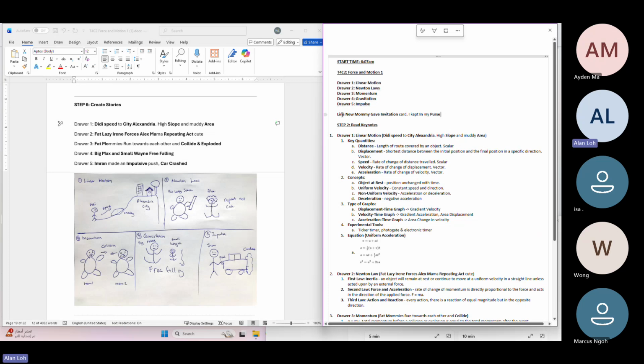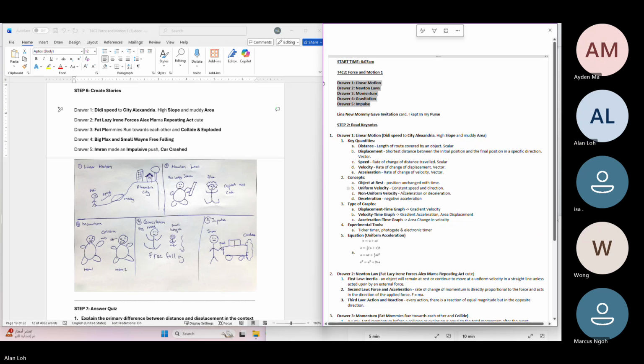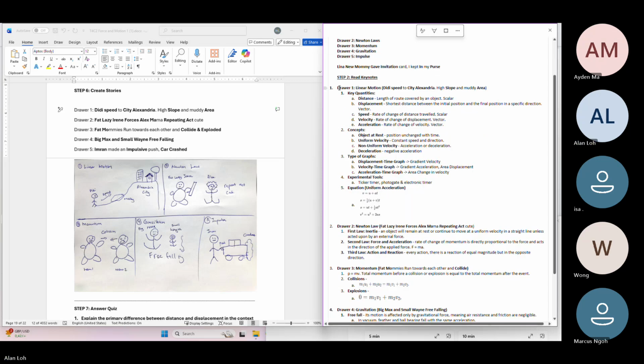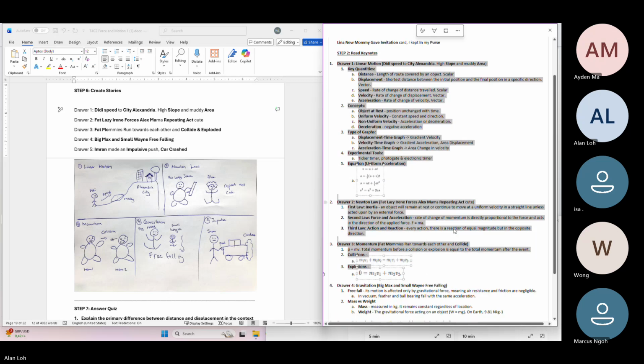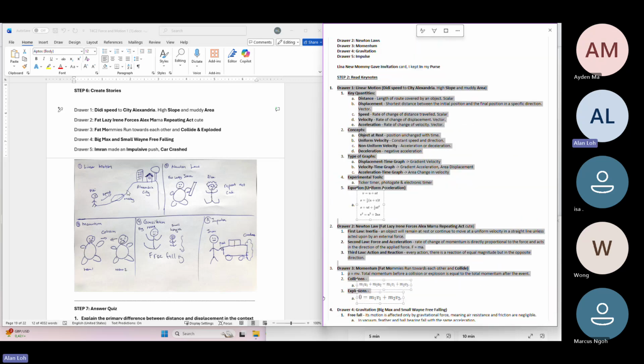The story can help you to remember the drawer's name much easier than remembering this boring text: linear motion, Newton's laws, momentum, gravitation, impulse. Compared to Lina, new mommy gave invitation card and I kept it in my purse. Right. Now, next comparison. Is it easier to remember this full of text or to remember this picture?